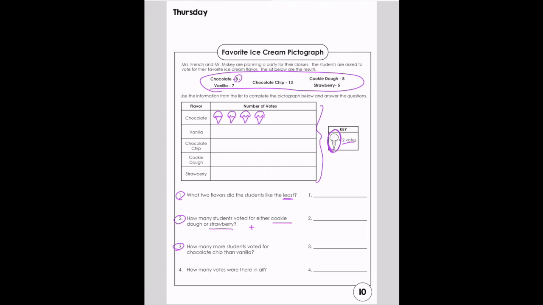Number 3, how many more students voted for chocolate chip than vanilla? So we're finding the difference. When we find the difference, we're using what operation? Are we adding or subtracting? Right, we're subtracting to find the difference, okay? Number 4, how many votes were there in all? So in all, it's asking for all of them together. So how many people voted? How many students actually voted? You're going to add that all up, okay?